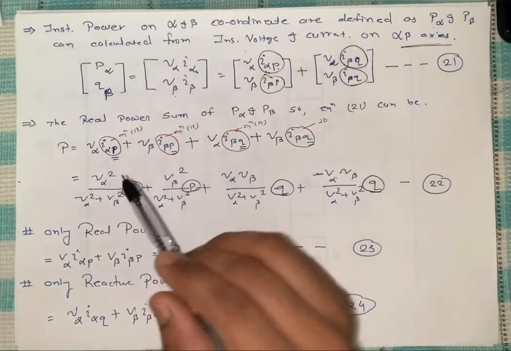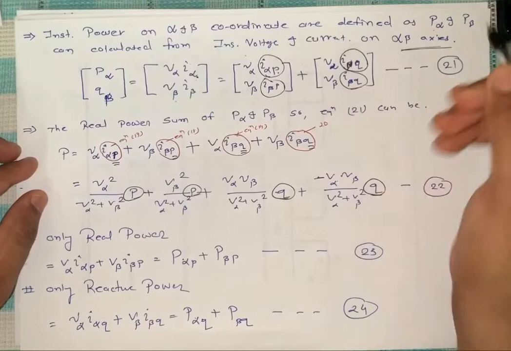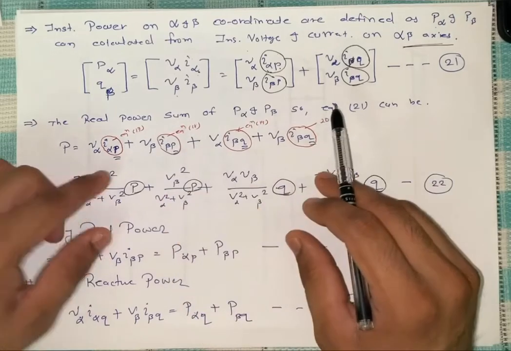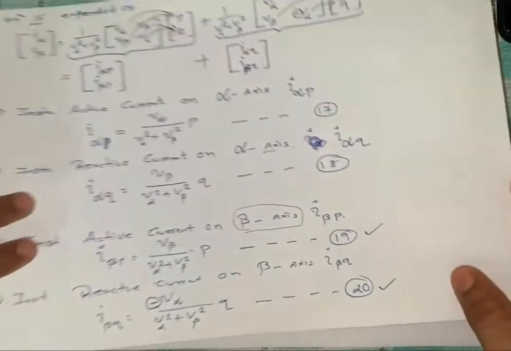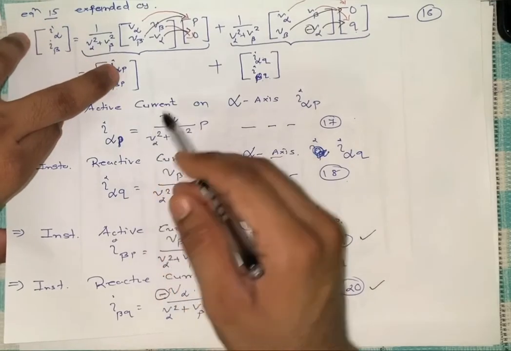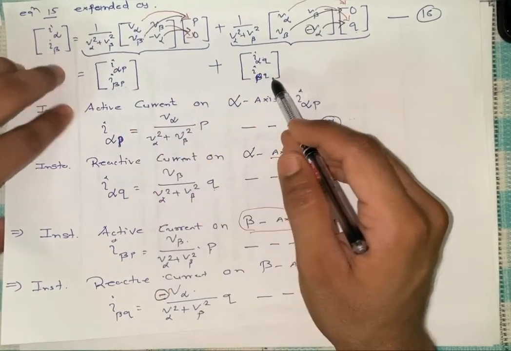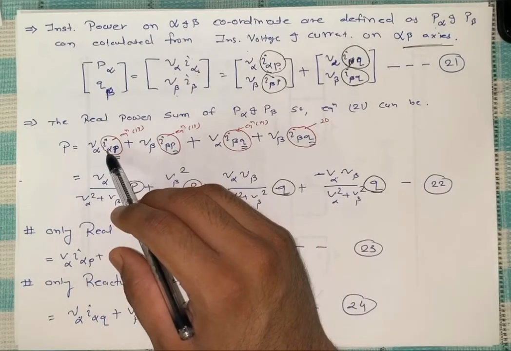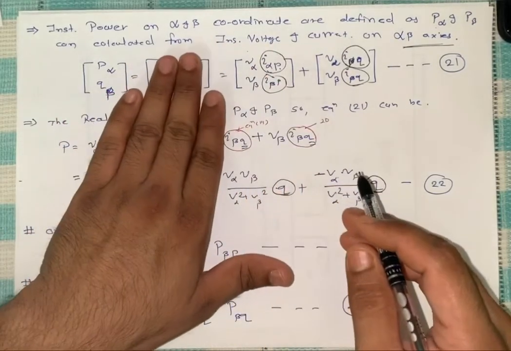So power: if the current is in the form of two components, the current is in the form of three. In the previous step we got so many equations, four equations I think, right? So if I want to write I alpha, then I alpha P plus I alpha Q, and I beta, then I beta P plus I beta Q. So for power, what can I write?